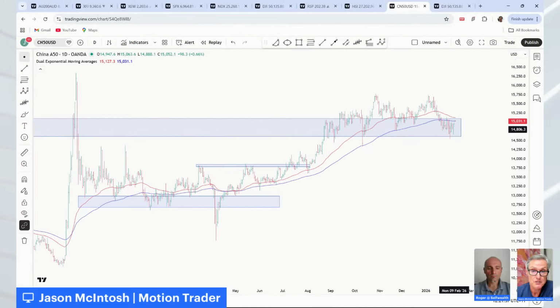I sold half of my Chinese exposure this week just on this rebound. It's just reducing risk a touch, just unsure about what's happening in the US market and what's happening here. And at the time I'd sold it, we hadn't had much of a rebound, so I've just halved the position.